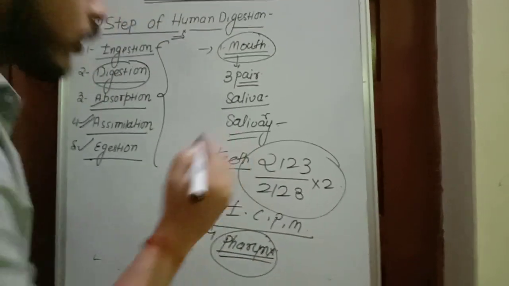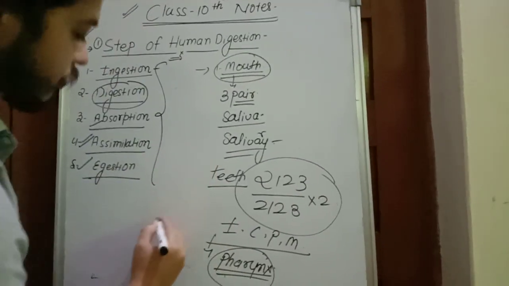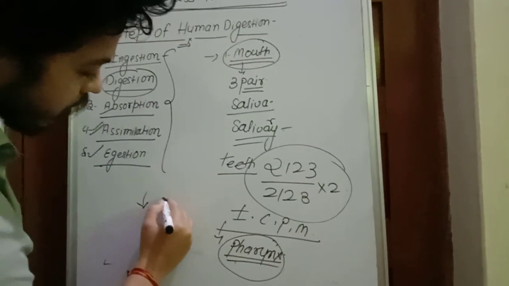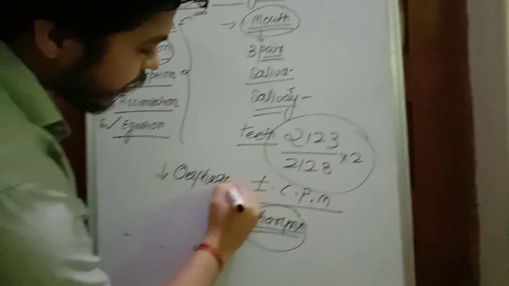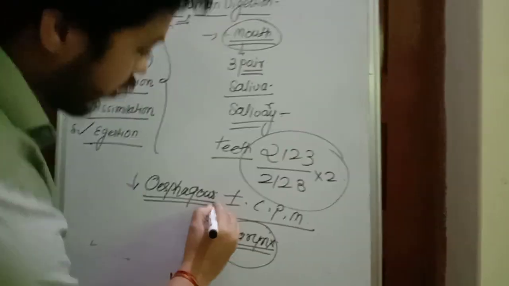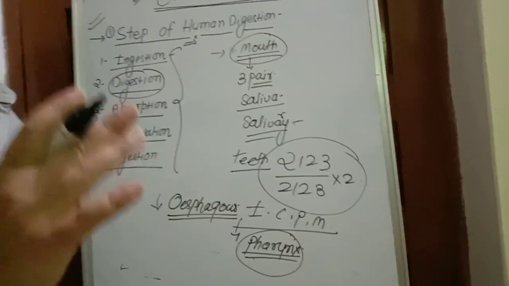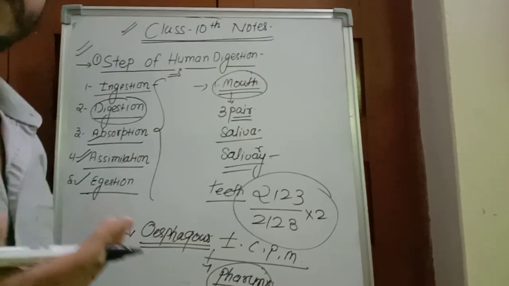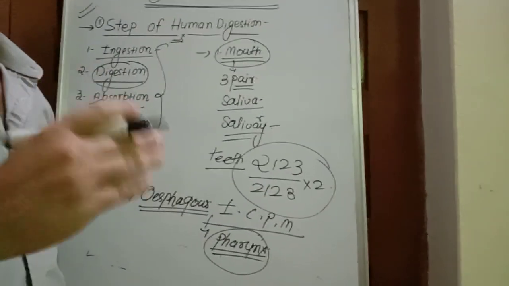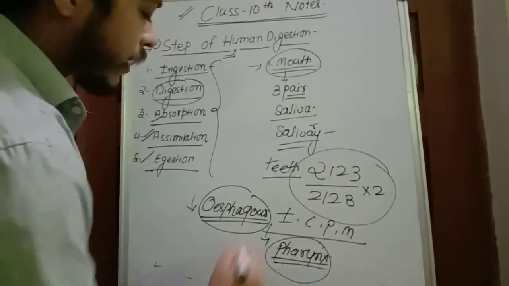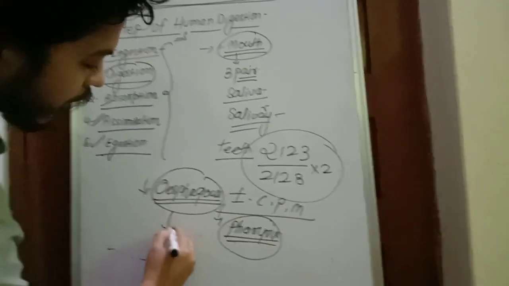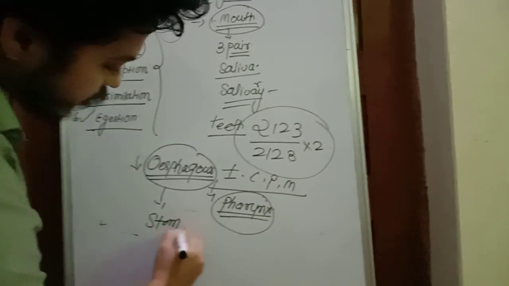After the pharynx, you note down oesophagus. What is oesophagus? That is a long pipe-like structure which opens into the stomach, where no digestion takes place and food is moved by the process of peristalsis. That is all about oesophagus. And then you note down the heading stomach. Very important.